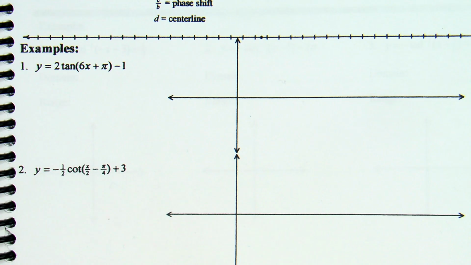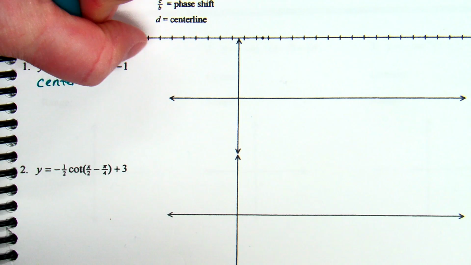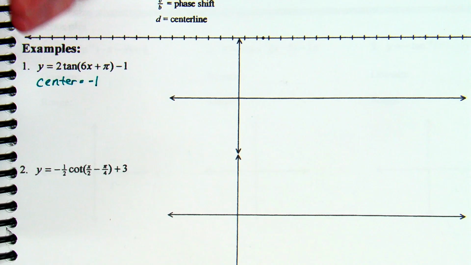Same old, I'm writing the information down, right? Start with center line of -1. Now, I don't know if it's good news or bad news, but that's really the only vertical labeling you'll do. We don't have to label an amplitude here.